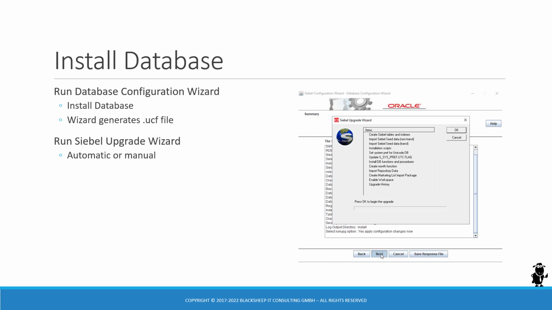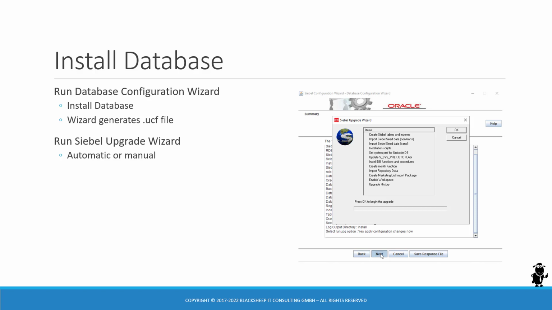Then you run the database configuration wizard, a tool that is provided alongside a Siebel server installation. And in that configuration wizard, you define the steps to install the Siebel database. The wizard will generate a so-called upgrade configuration file. Despite being a new install, it's still called an upgrade configuration file. And that configuration file is the input for the upgrade wizard. Again, the word upgrade here might sound misleading.